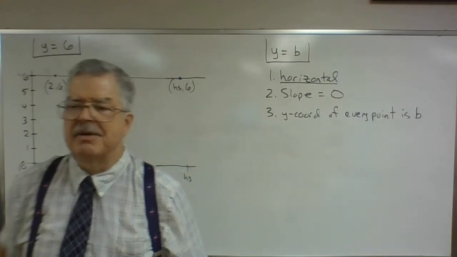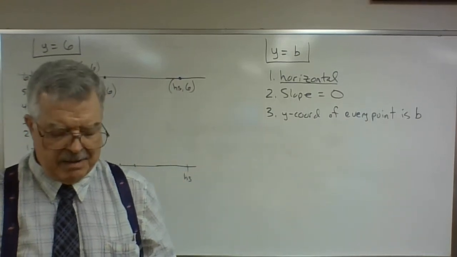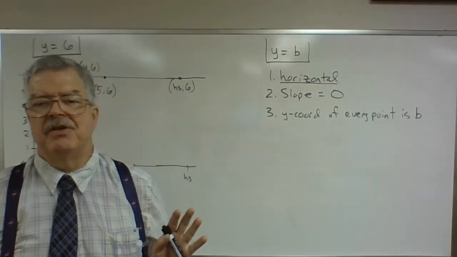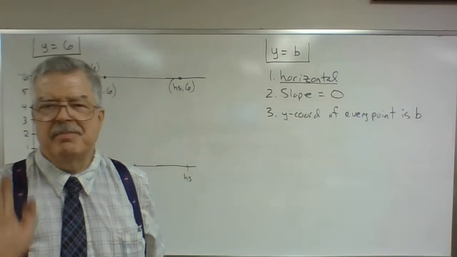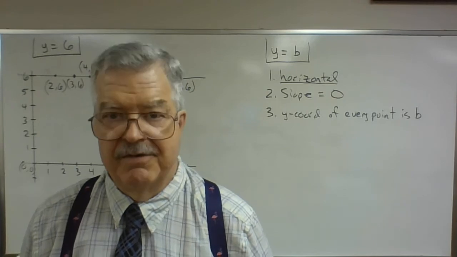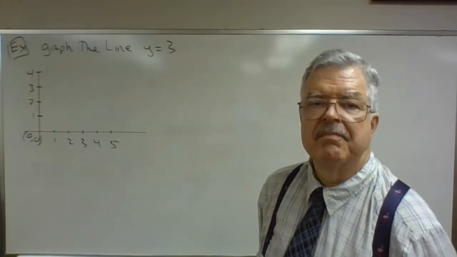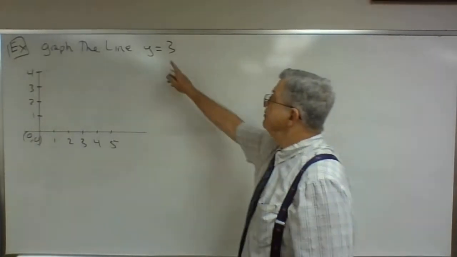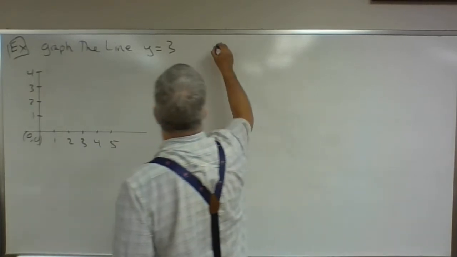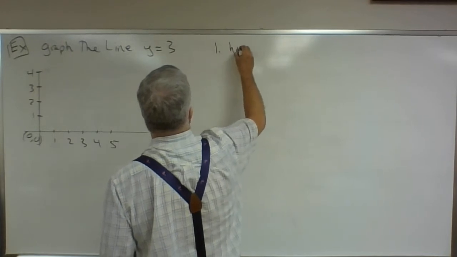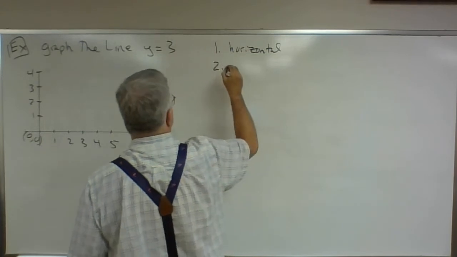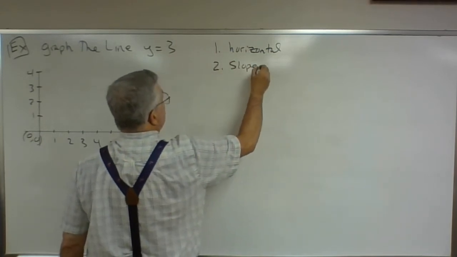Now, let's just look at a bunch of examples. We're not going to belabor the point like we did on this past example. We're going to look at a few examples, maybe spend about a minute on each one, and go on to vertical lines. Graph the line y equals 3. What do we know already? It's horizontal. Slope is 0.